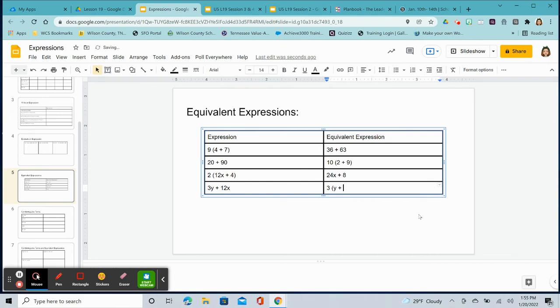Then you have 12. Well, 3 times what gives you 12? 3 times 4, and don't forget to include your variable. So now we have created equivalent expressions for each of these examples. Again, this is something you need in your notes. And since you're working from home, you can just do that on a piece of paper.